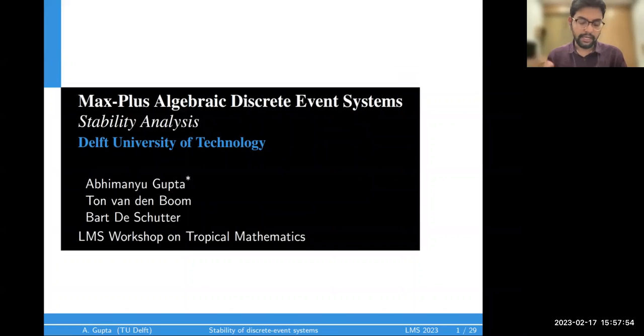So I'm from an engineering background, and a lot of things that I do have roots in applications. So what I start with is an application, and then I see how I can use the tools from Max Plus algebra to answer some decision questions and look at some decision problems. This is one of the chapters of my thesis. I'm still working on publishing this paper, but I would love to present this topic to you guys.